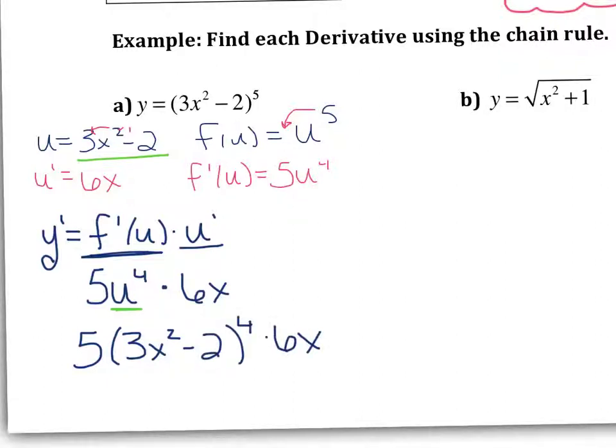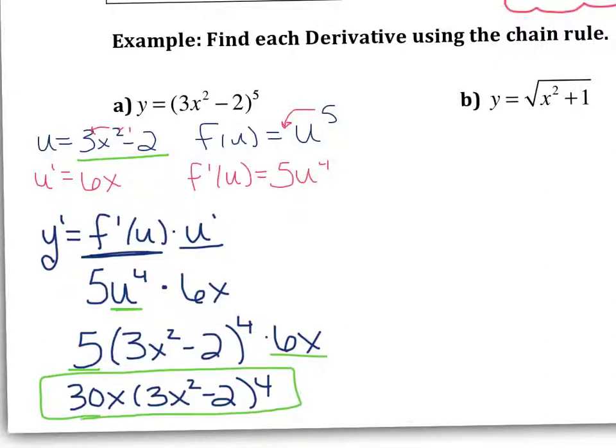And the last thing you can do is look to see if it makes sense to combine those. And it makes sense here to combine them. When it wouldn't is if this said 6x minus 1. Then they would kind of want to see it in factored form. But this is simply 30x times the quantity 3x to the 2nd minus 2, raised to the 4th. And that is the answer. Alright, let's go ahead and try this one over here.